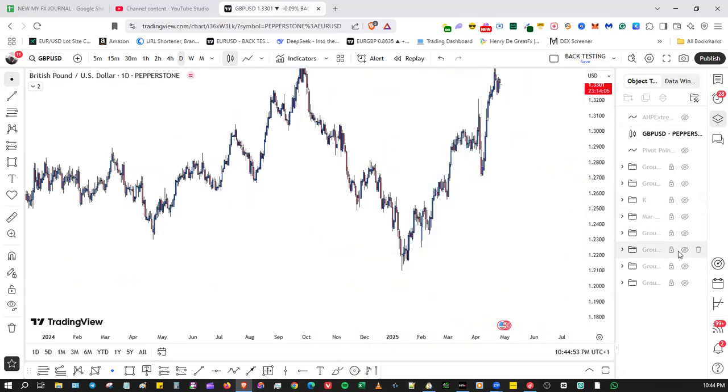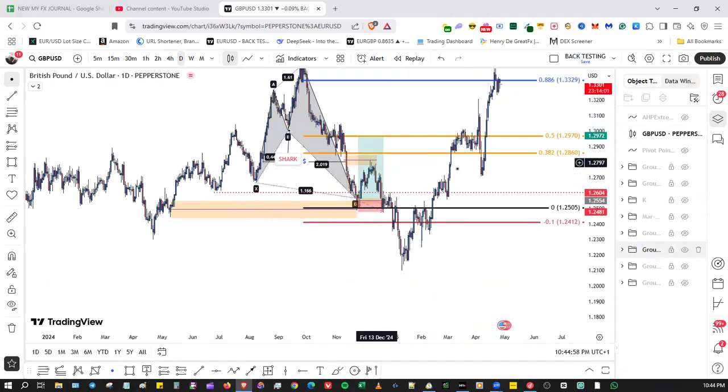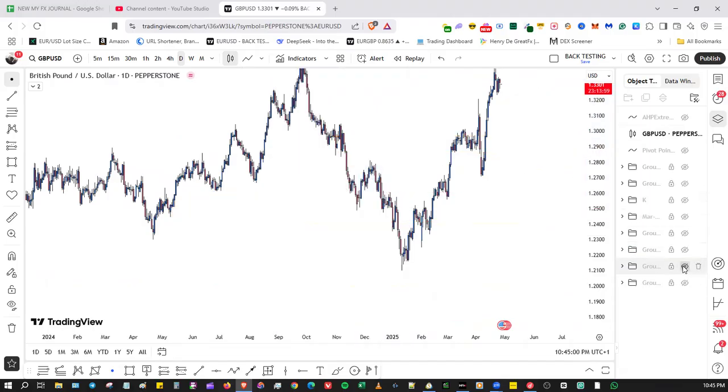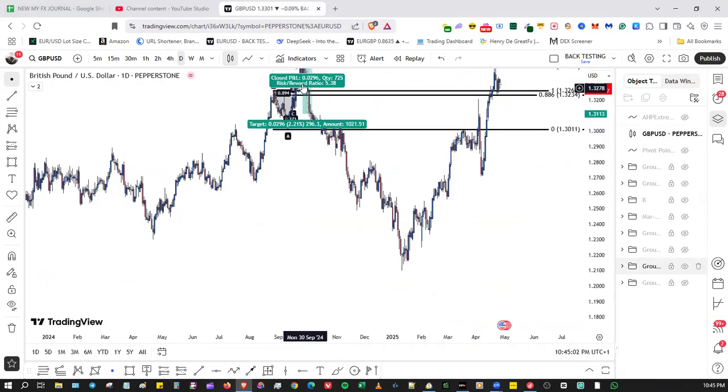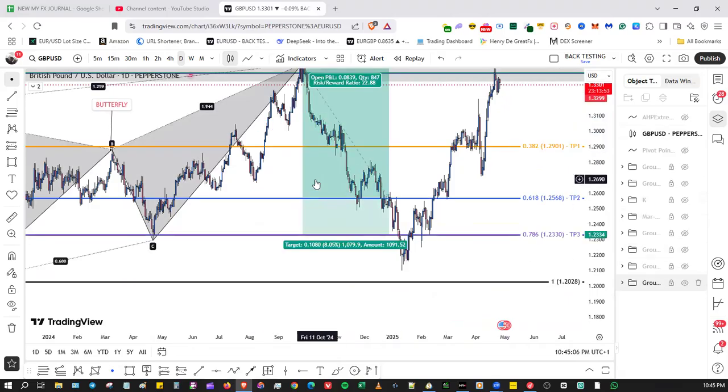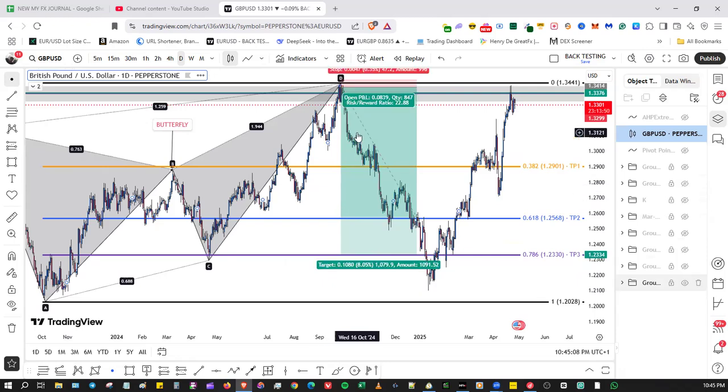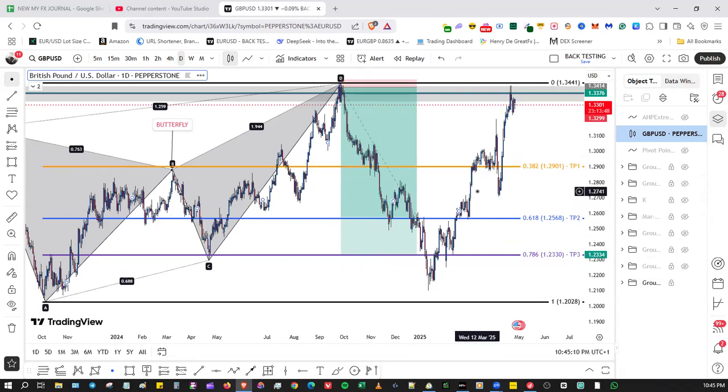Before then, we also had this setup. It was also a successful one. Before then, we also had this setup, also successful. And then we had this amazing setup as well. It was a very aggressive, successful one. They are all swing setups.